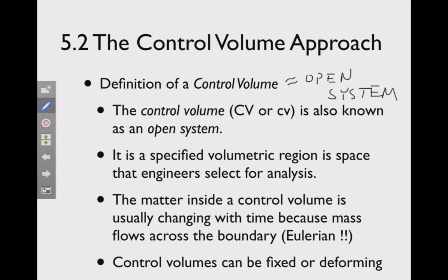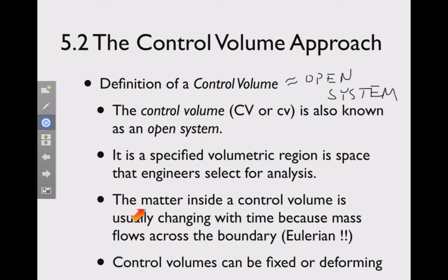So in the control volume approach, we use this idea of a control volume. We call it a CV, and it is a specified volumetric region in space that we have to select. Normally we will be selecting a control volume in such a way that it's advantageous for us to solve a particular fluid mechanical problem. So one of the things that we're going to have to be able to do as engineers is to choose a convenient control volume. And this isn't too bad.